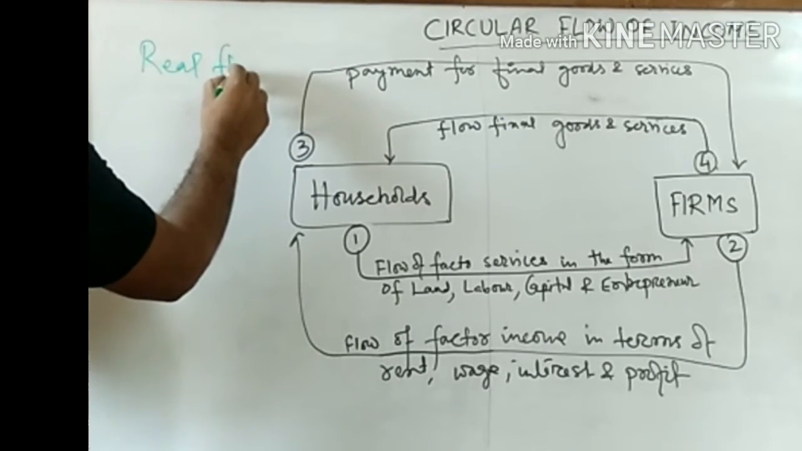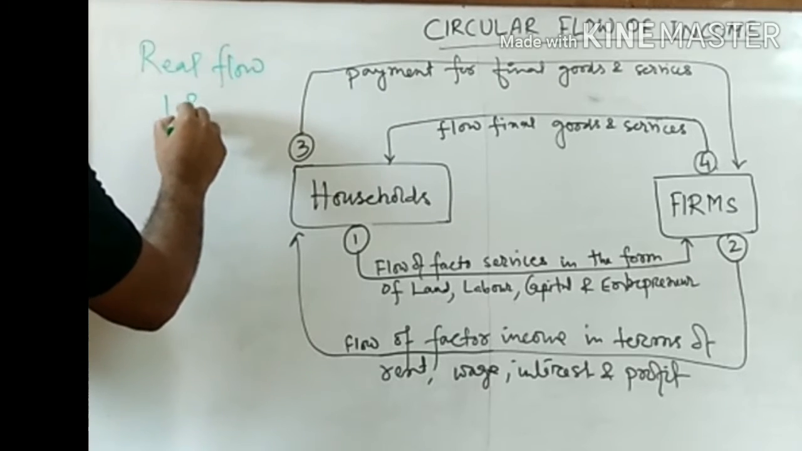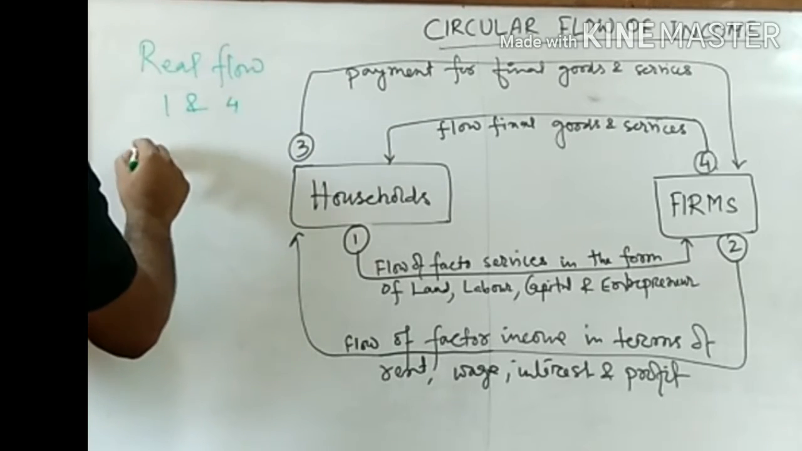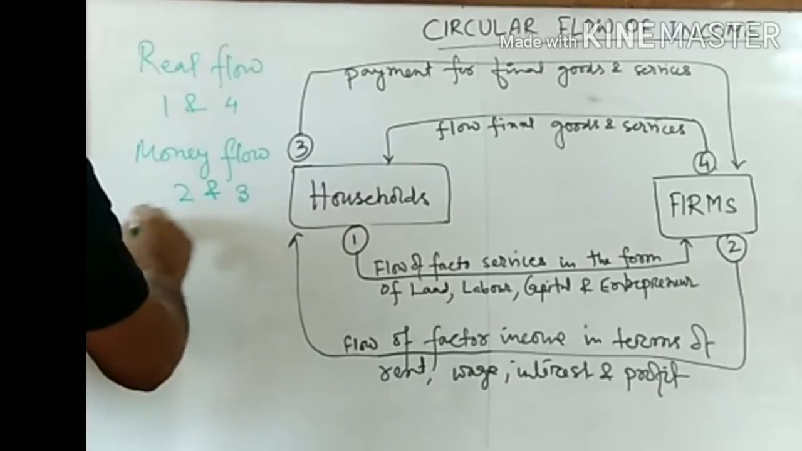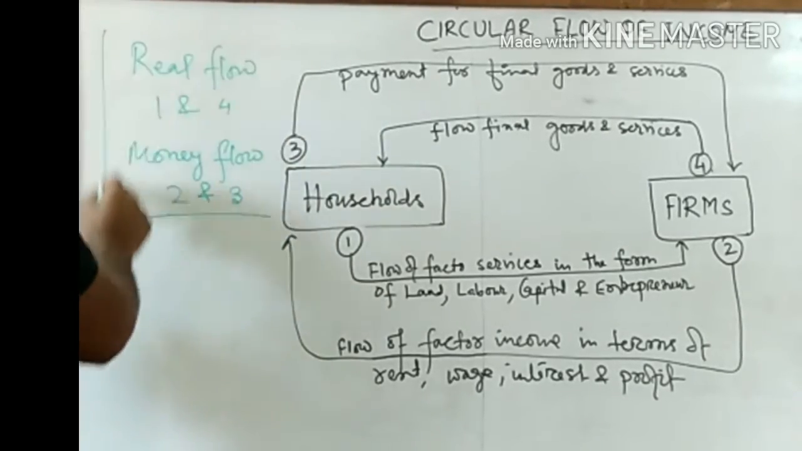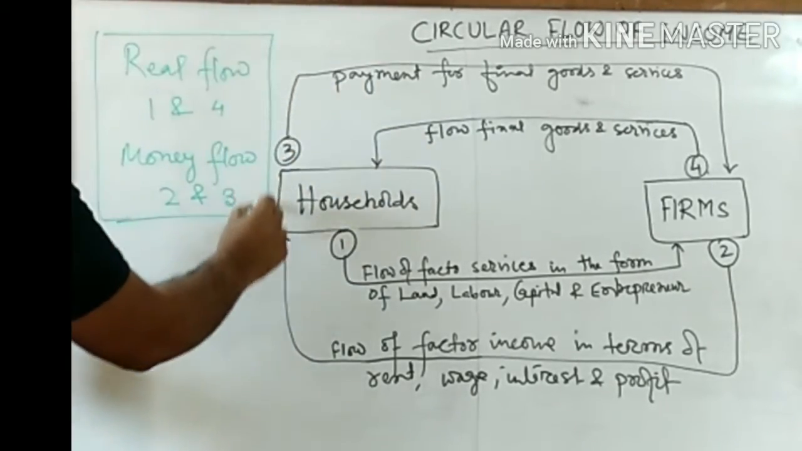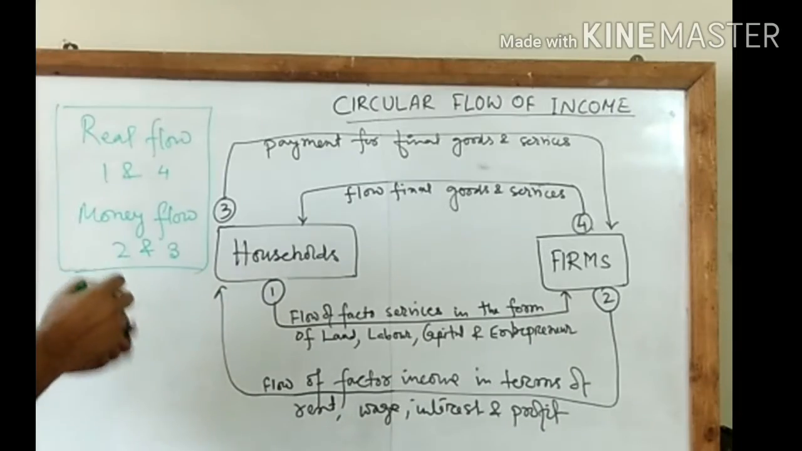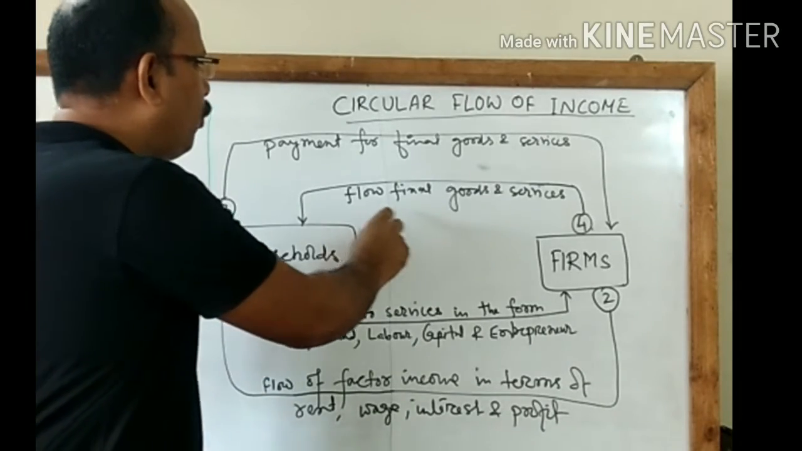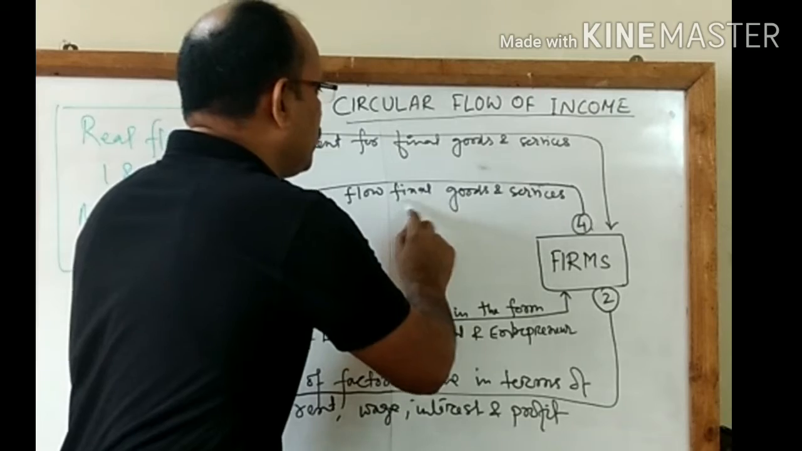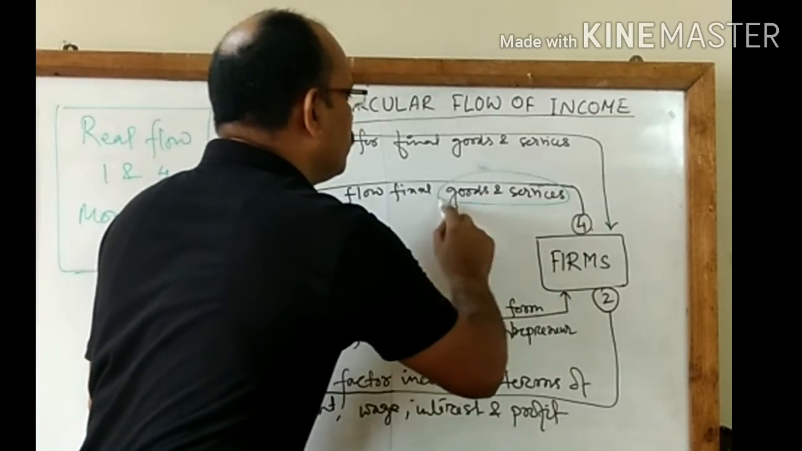Real flow, 1 and 4. And money flow is 2 and 3. This is real flow and this is money flow. You see here, flow of final goods and services. This is goods and services.